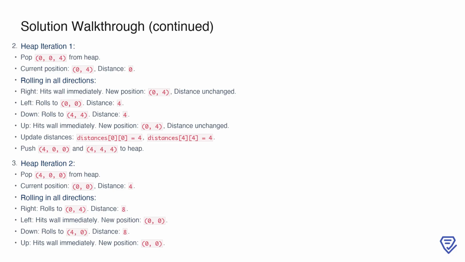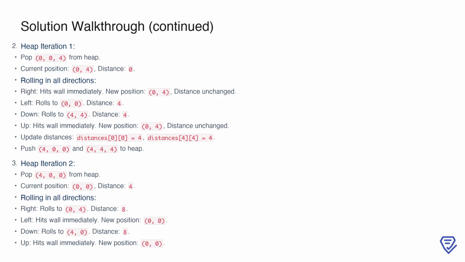Rolling to the right hits a wall immediately, so the position remains 0, 4, with no change in distance. Rolling to the left, the ball travels to 0, 0, with a distance of 4. Rolling downward, the ball reaches 4, 4, with a distance of 4.